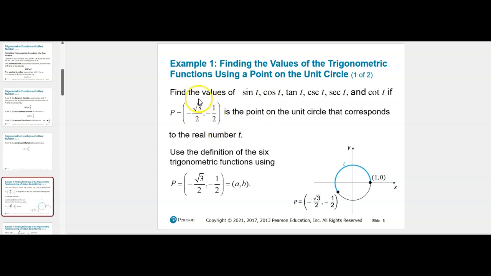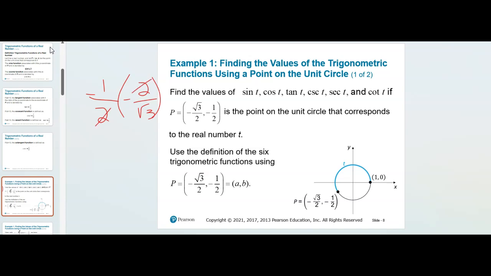So negative 1/2 divided by negative square root of 3 over 2. But remember, when we divide fractions like this, it's done easiest by flipping and multiplying. So the 2's cancel. Negative times a negative is a positive. This is 1 over the square root of 3, which simplifies if we rationalize the denominator to the square root of 3 over 3. Right, so there is tangent.